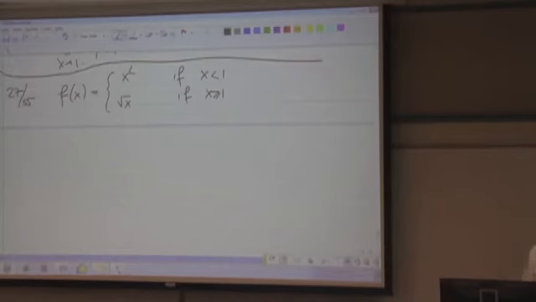Okay, so if x is less than 1, what happens? What is the value of f of x? x squared. Is f continuous between minus infinity and 1? Why? Polynomial, right? And so f is continuous on minus infinity to 1. Does that make sense? Okay? He wants to explain that part.